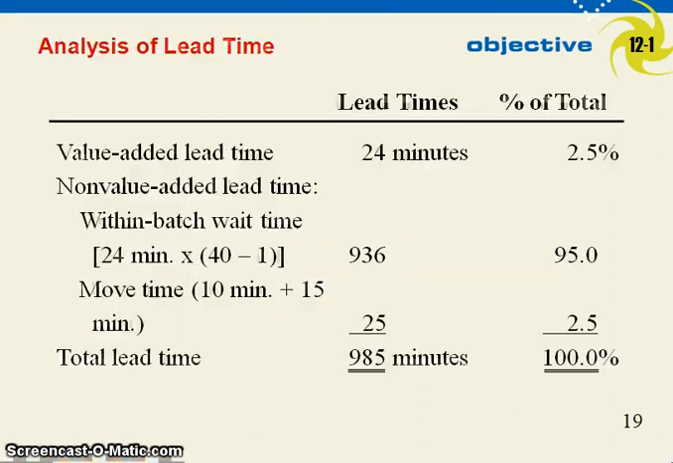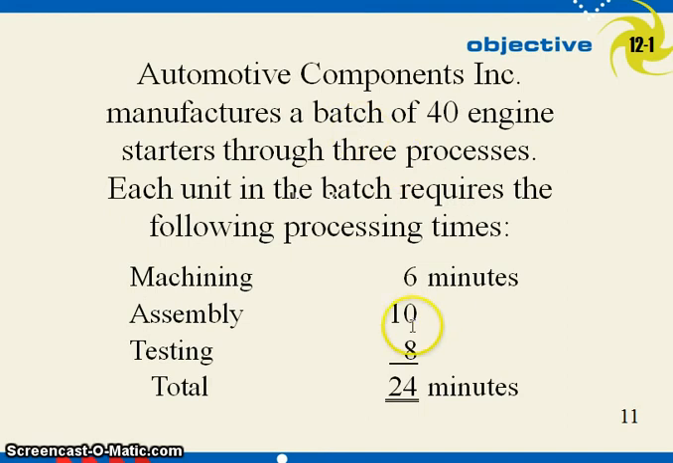Now, again, remember we were talking about the batches. Think about it. For 24 minutes, the starter is actually being worked on. The 24 minutes is made up of 6 minutes being machined, 10 minutes in assembly, 8 minutes in testing. So one starter is machined for 6 minutes, assembled for 10 minutes, tested for 8 minutes. If you're only making one, then that would be it, 24 minutes. But instead you're making 40.